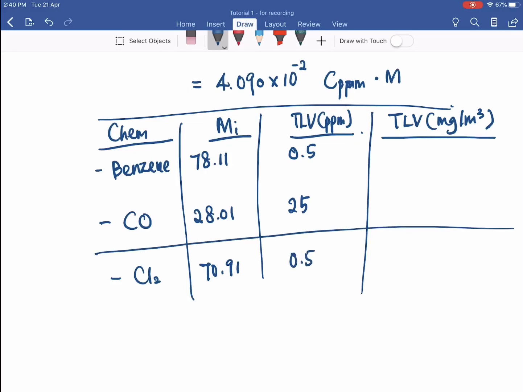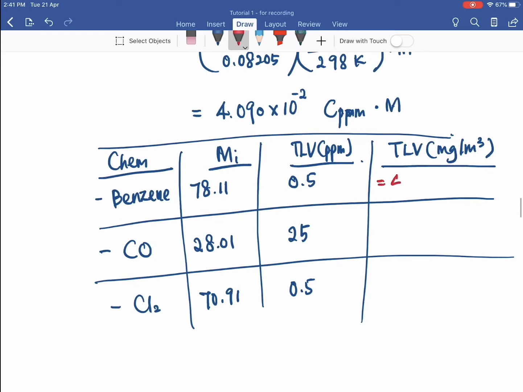So we can do this separately, no issue. All you have to do is put this value in here: 4.09 times 10 to the power of negative 2 times 0.5 times 78.11, and you will get the answer. For this answer, we are getting 1.6 here, and if you do the calculations, you will get 29.6 here, and if you put it back into the same formula, you will get something like 1.45 here. There you go. Conversions done.